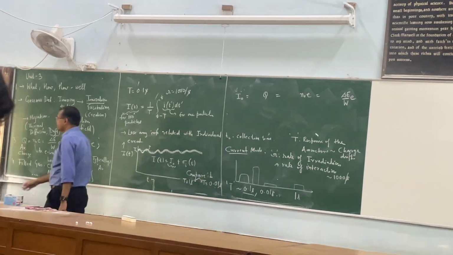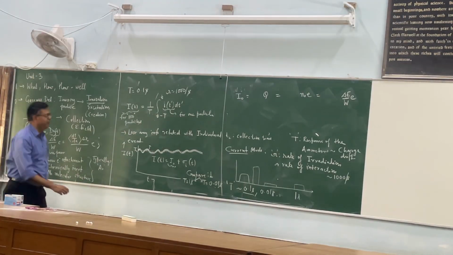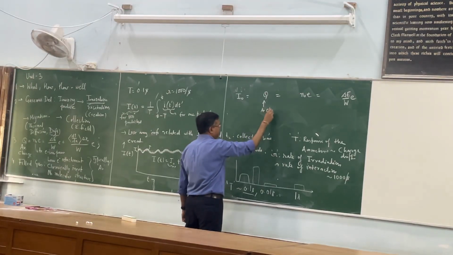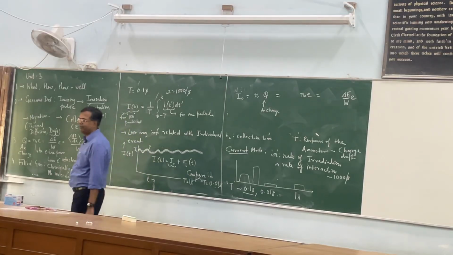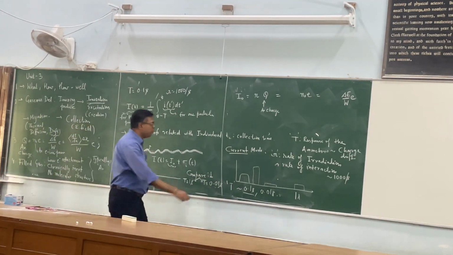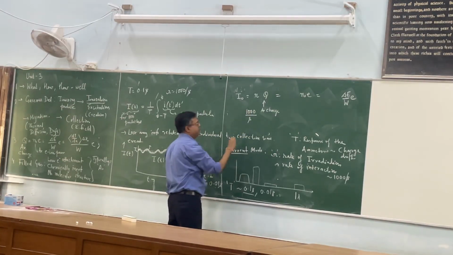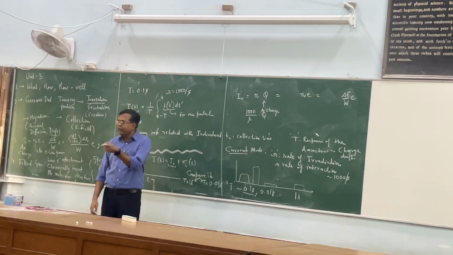But current is not charge. It is charge per unit time. So what is the average current? Capital T. So this is nothing but multiplied by the rate. What was the rate? 1000 particles were coming per second, multiplied by the average charge created in each, will give you the average current flowing in the system.